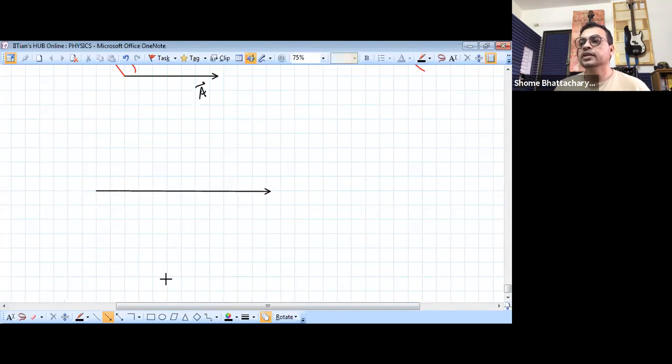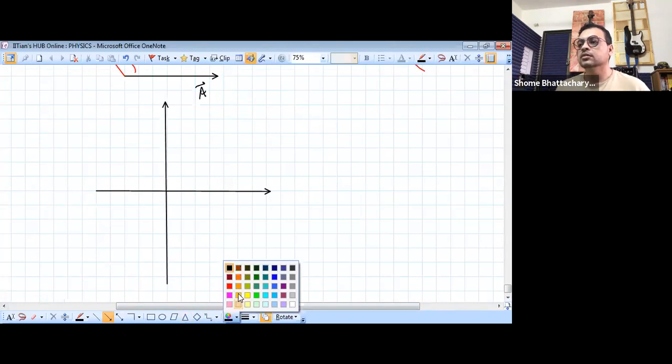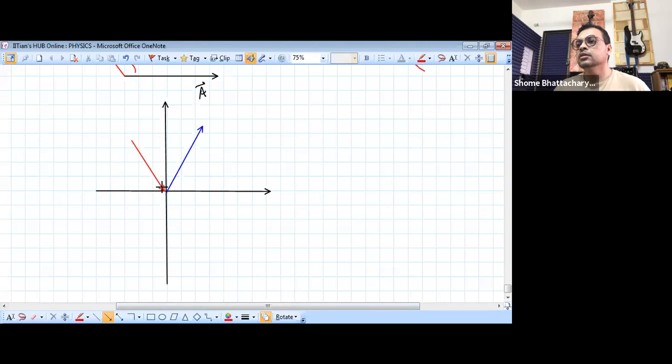So, when I had drawn one vector E like this, and one vector B like this, in this diagram only I can find the direction between them. But for that I have to be very, very careful about the arrow. I have to understand how A acts, that is A's direction is along this direction like this.